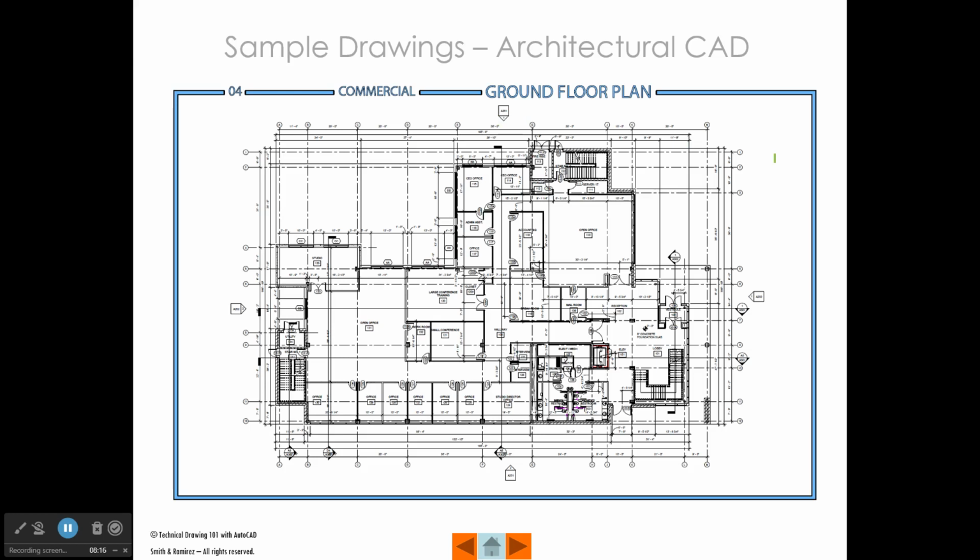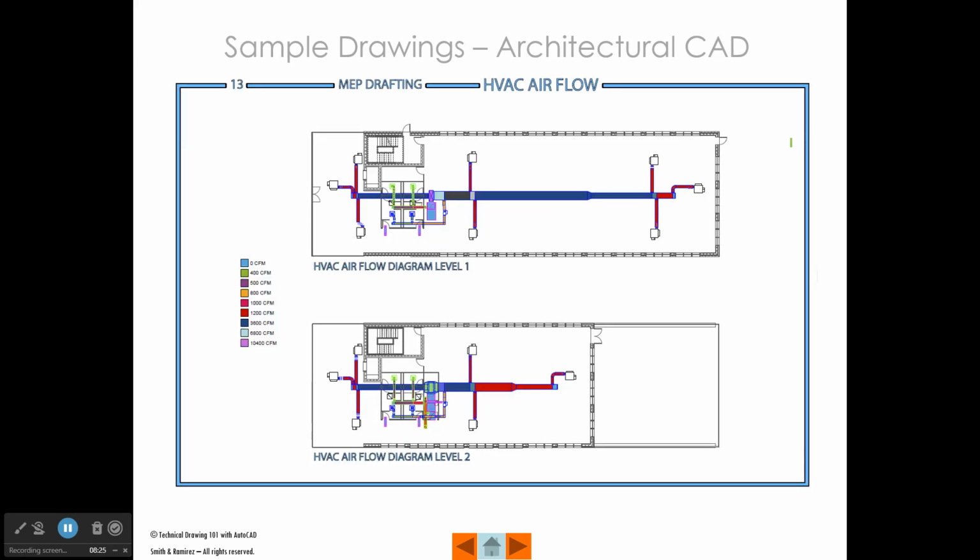Here's the floor plan for a large commercial building, and this was done using Revit. So it's derived from a 3D model. Here are the drawings for what we call MEP, mechanical, electrical, plumbing. And so this is the heating, air conditioning, and ventilation for one floor of a building. And so we have the level 1 plan and the level 2. So these are like your air conditioner and the ducts that run through and where they come out into the rooms of the building.